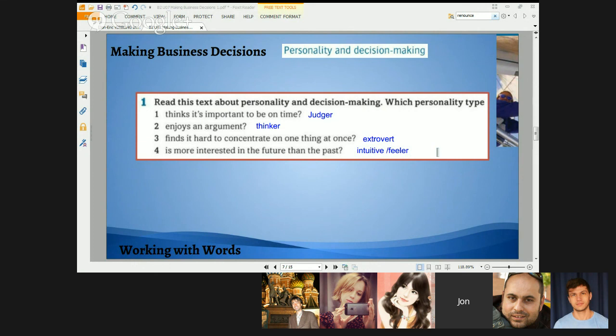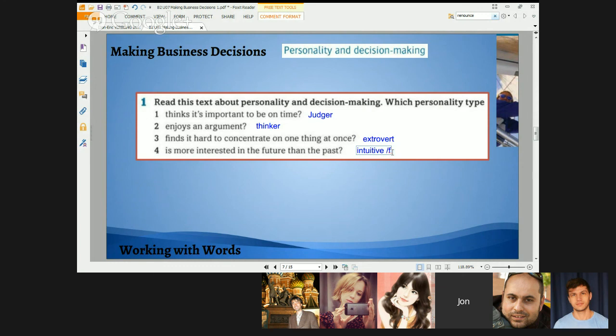So let's see. What do you think, everyone? What would you say about the last part? Hands up for intuitive. Raise your hands. I can't see you. What's going on? Hands up for feeler. No, I misunderstood. Sorry. Intuitive. Correct. It's intuitive.